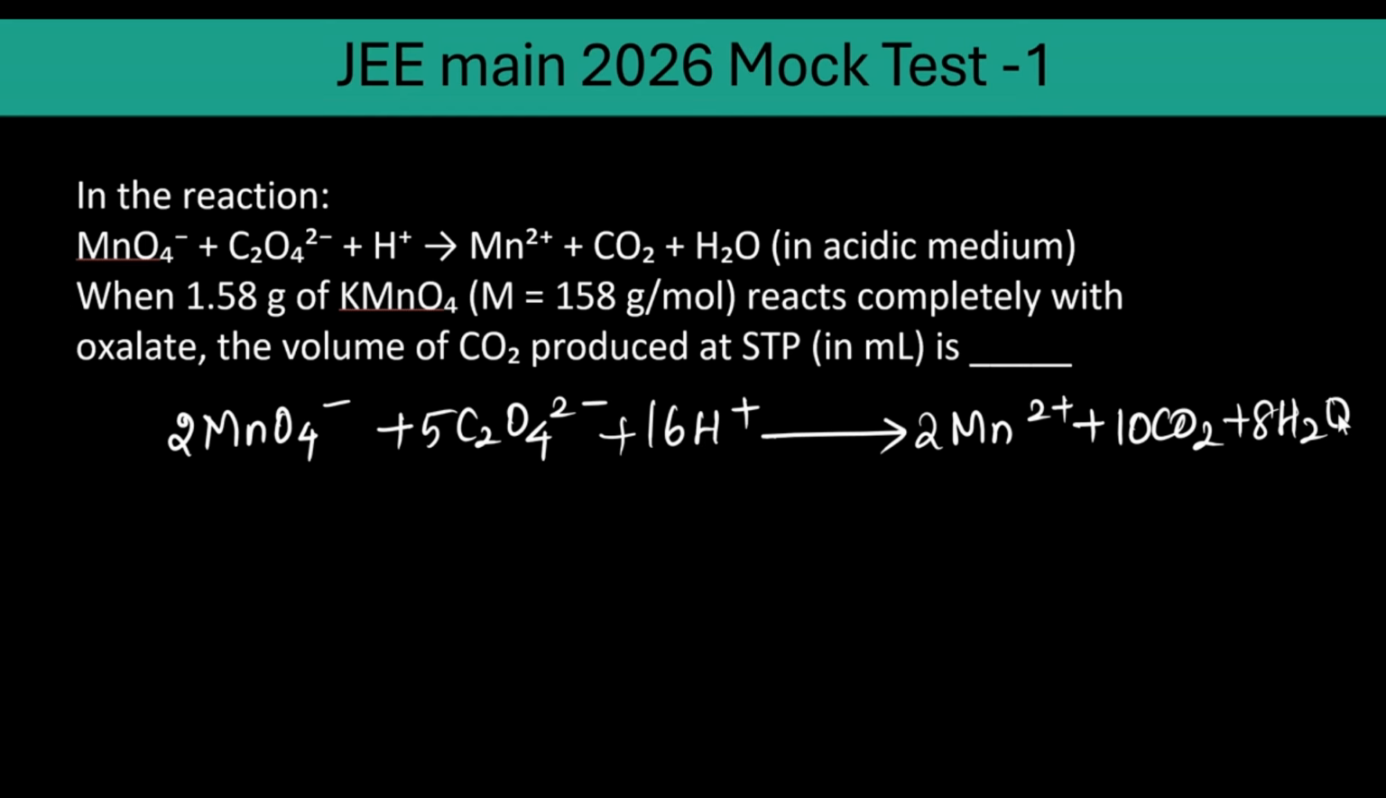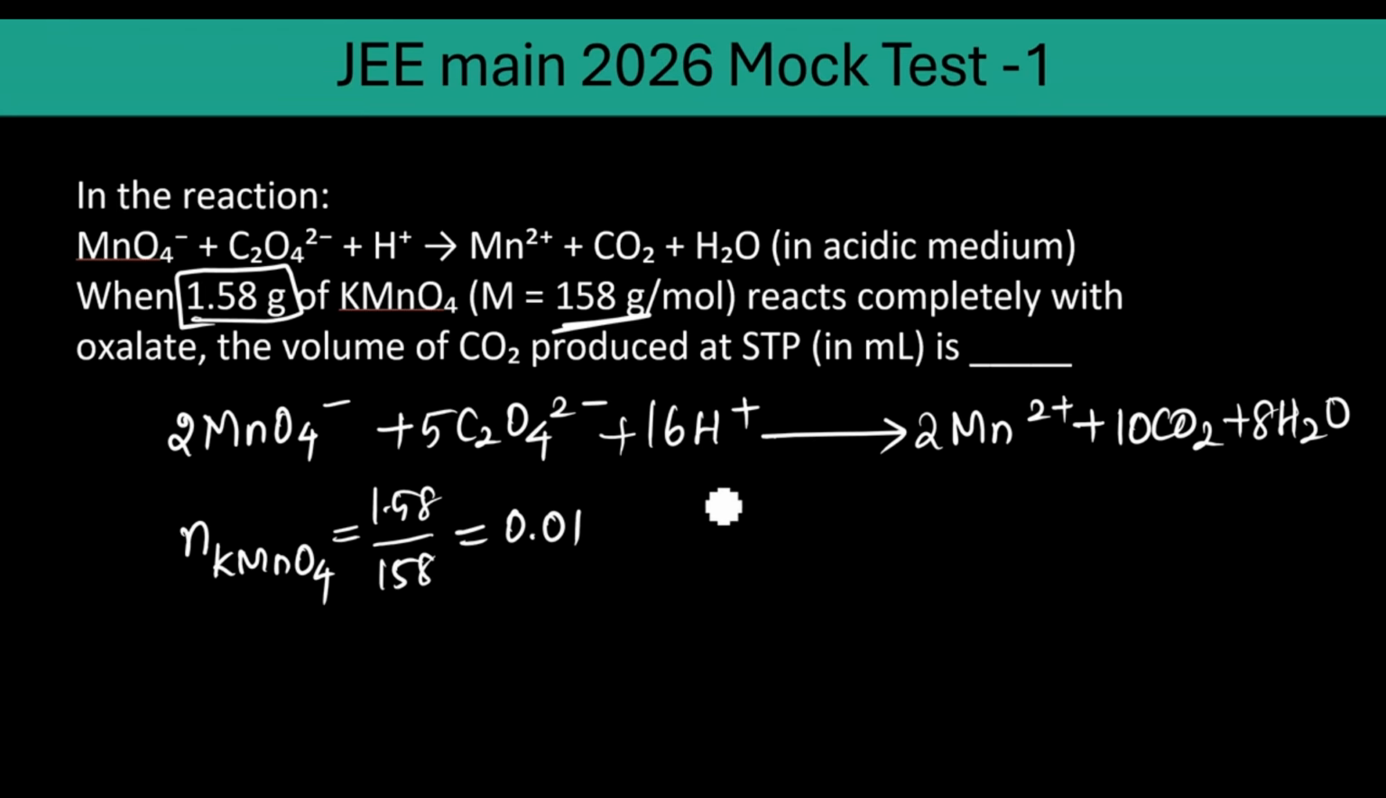Right. So from the balanced equation, what you will come to know, 2MnO4 minus forms Mn2 plus, and carbon dioxide is produced in the ratio 2:10. That is 1:5 ratio. Now, calculate the moles of KMnO4. They have given 1.58 grams, and the molecular mass is 158. So the moles of KMnO4, that is 1.58 by 158, is equal to 0.01 moles.